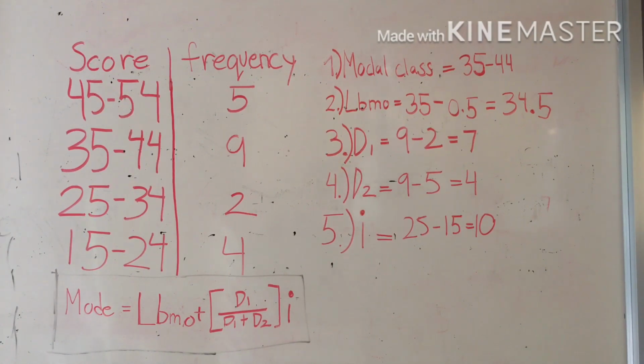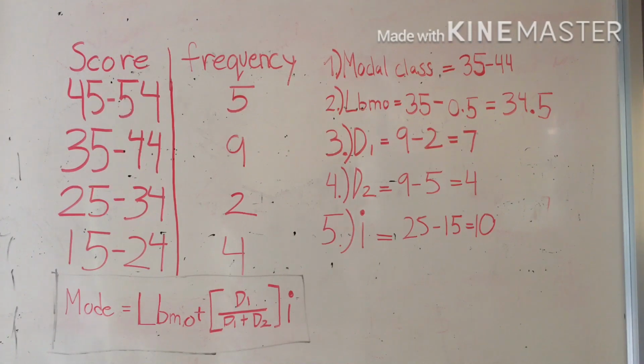Number 3, finding d sub 1. To get the d sub 1, highest frequency minus the frequency of the next lower class. So 9 minus 2 is equal to 7. The d sub 1 you have now is 7. D sub 2. In getting the d sub 2, the highest frequency minus the frequency of the next upper class. So 9 minus 5 is equal to 4. And now you have 4 as your d sub 2.